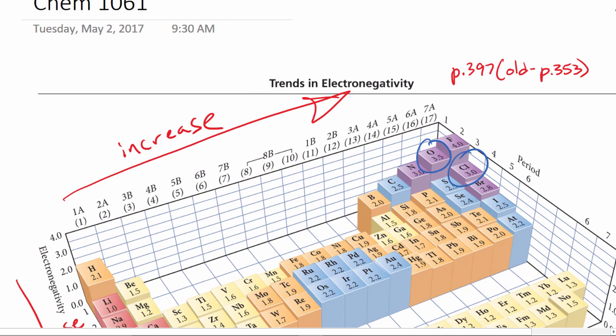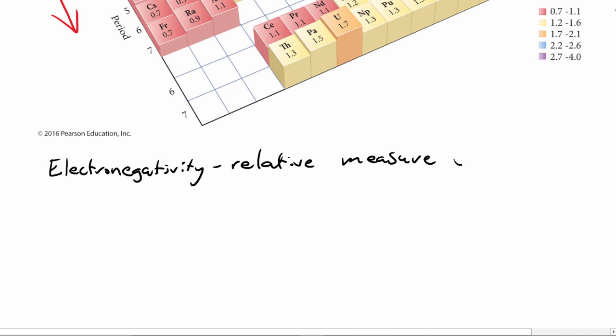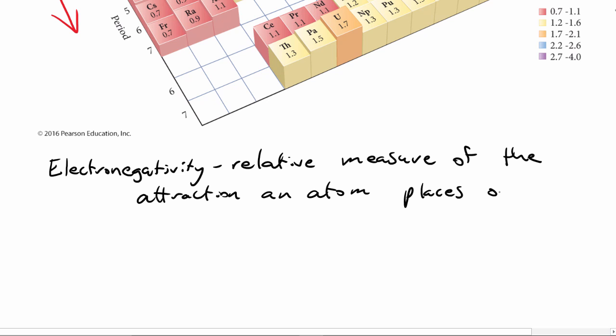This here is a table of electronegativities, and we've already defined it on here, but just in case we've forgotten what they are, we could talk about electronegativity as being a relative measure of the attraction an atom places on shared electrons. So it's a relative measure of the attraction an atom places on shared electrons.